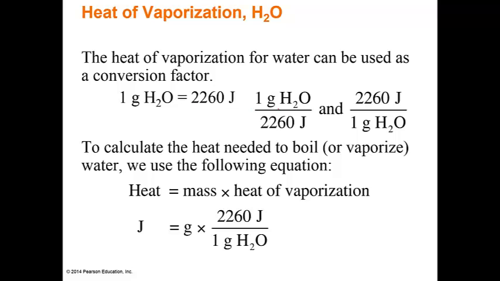So heat of vaporization for water can be used as a conversion factor, okay? It's a constant. So heat equals mass times the heat of vaporization, so it's 2260 joules per 1 gram of water. So if we had 10 grams, well, that would be how many? 22,600 joules of heat, okay?